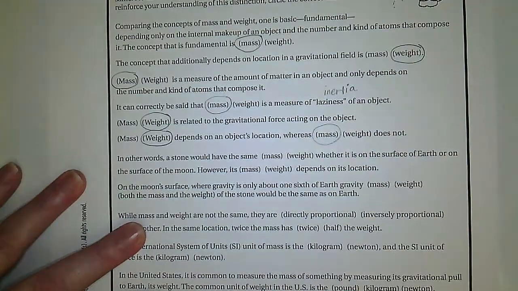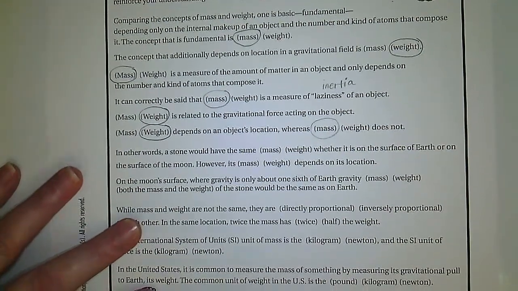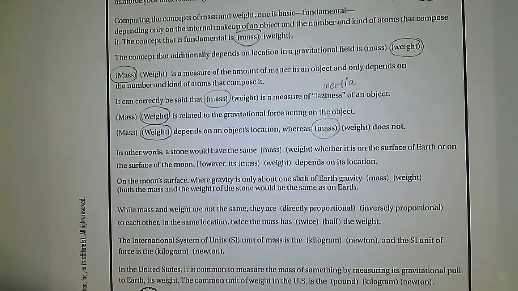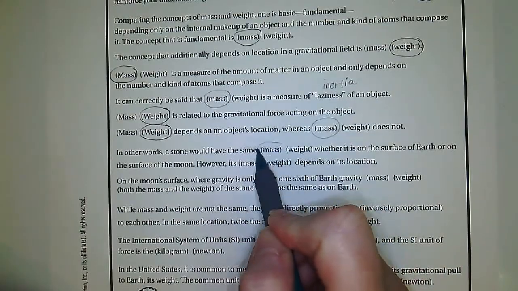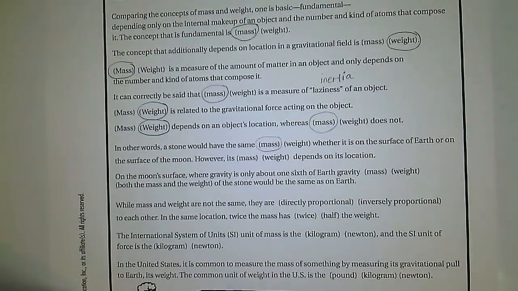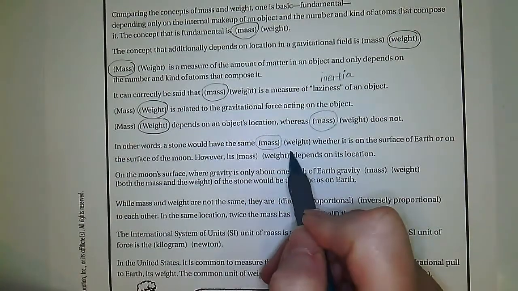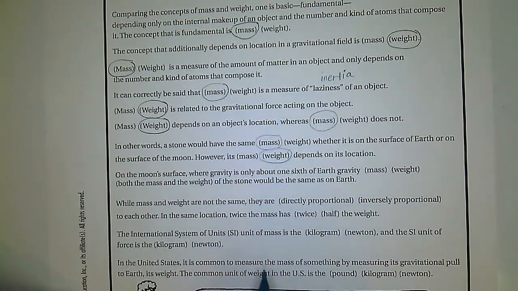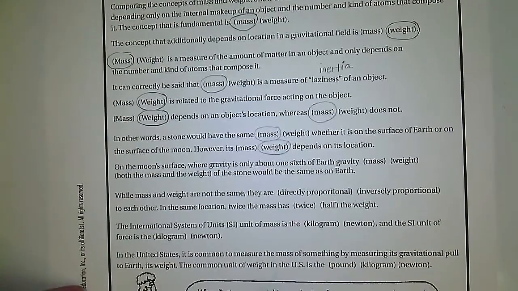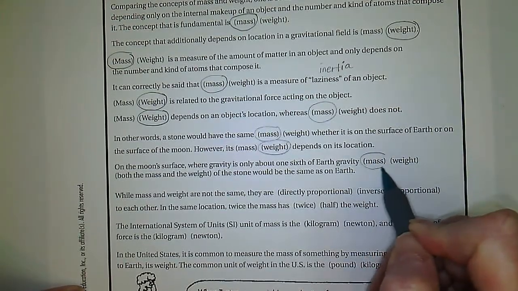Mass does not. In other words, a stone would have the same blank whether it is on the surface of Earth or on the surface of the moon. It would have the same mass. However, its blank depends on its location, its weight. Weight on the surface of the Earth and the surface of the moon for the stone would not be the same, but its mass would. On the moon's surface, where gravity is only about 1/6 of Earth gravity, blank of the stone would be the same as on Earth. What stays the same is mass.